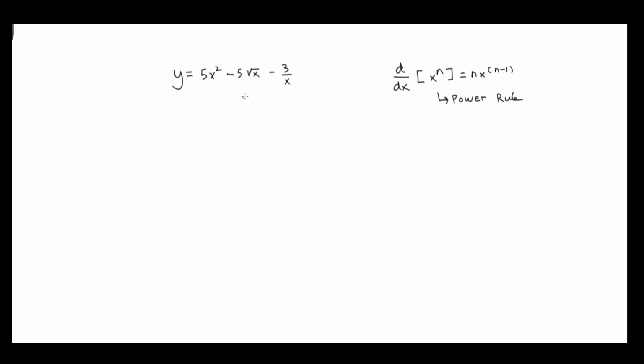So here we have a function that can look intimidating at first glance. We have an x value that has a radical, and we have another x value that's in the denominator here. When finding the derivative, I like to break the problem down step by step and rewrite everything and clean it up.